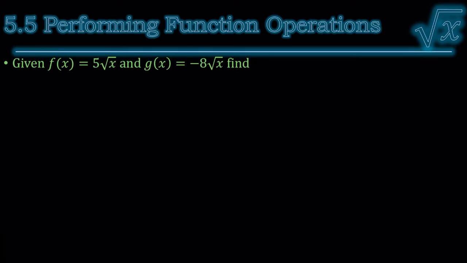All right, given f of x is 5 times the square root of x, and g of x is negative 8 times the square root of x, find f plus g. Well, we'll have 5 times the square root of x, that's our f, plus the g. So 5 plus a negative 8 is negative 3 square roots of x. So this was the like terms. 5 of them plus negative 8 of them is negative 3 of them.